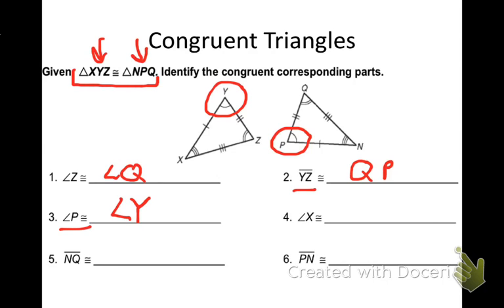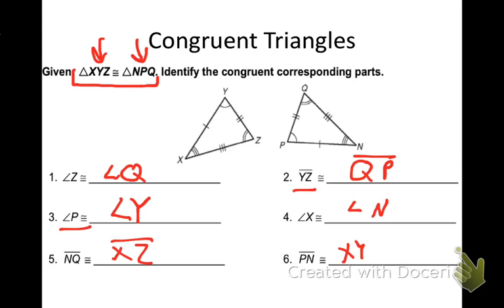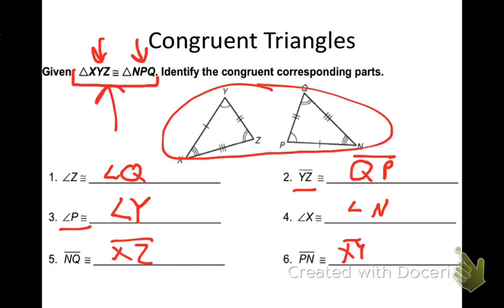As I continue on through this, angle X would be the same as angle N. And QP would be the same as XZ. And then PN would be the same as XY. So for this, you're just looking for those corresponding parts. If you're not given the corresponding parts in a diagram like this, make sure you look at how they're labeled when they say they're congruent, because the parts will have to match up.